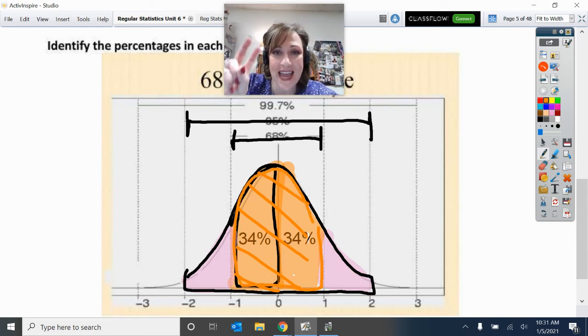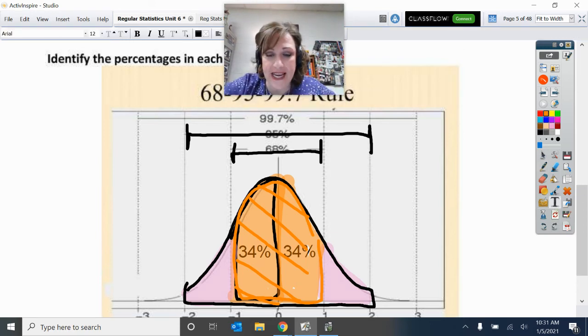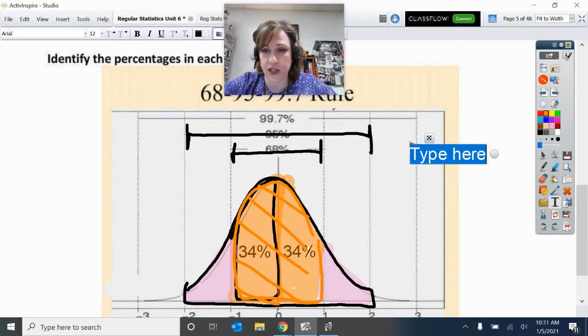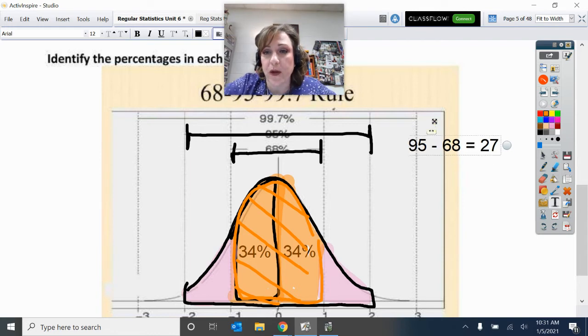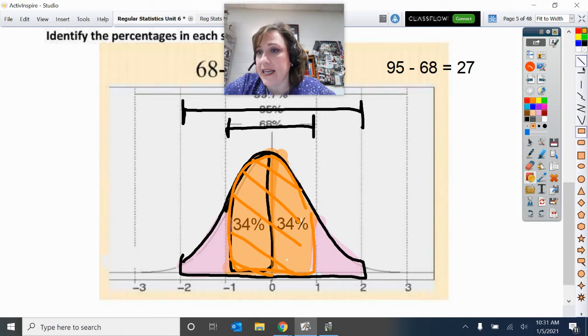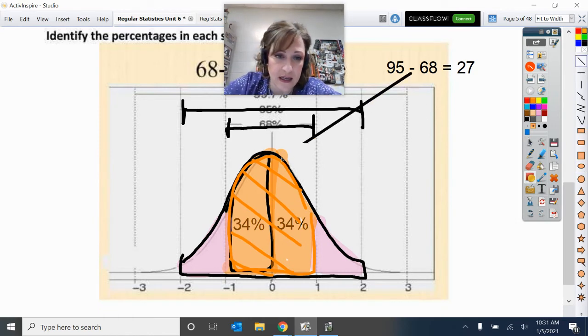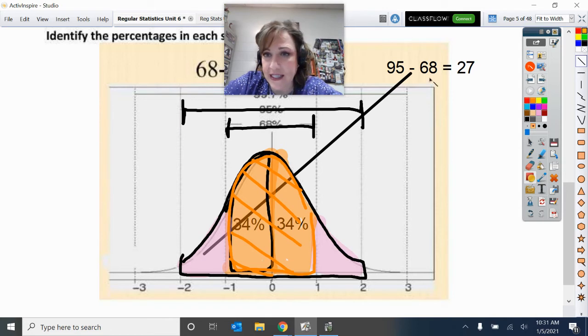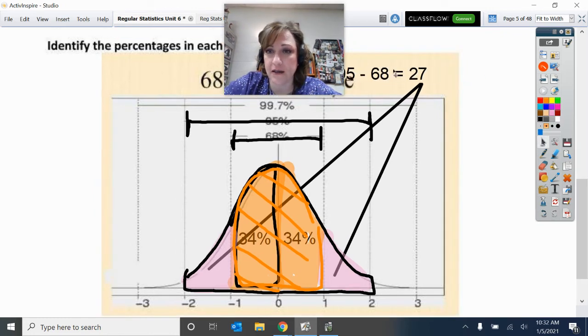So what is that taking out? How are you doing the taking out from that 95? Well, I'm going to do 95 minus 68, and that equals 27. So what that tells me is that 27% is located in that section and that section. Together that makes that 27%. Okay, that 27% right there.